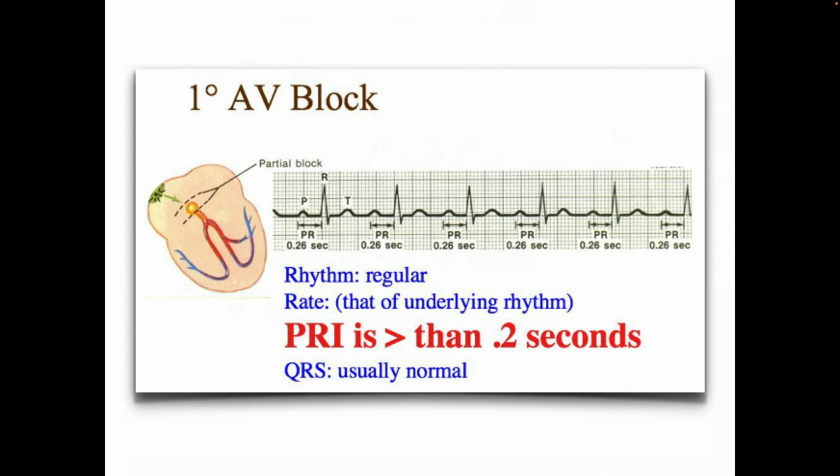So here's the first degree AV block. The rhythm is regular, the rate is whatever it is, and the PRI is greater than 0.2 seconds. So you can see it's just a normal sinus rhythm with an elongated PR interval. In this particular example, they're showing it as 0.26. That's just a possibility. It could be 0.3, it could be 0.4, it could be anything. It just has to be longer than 0.2.